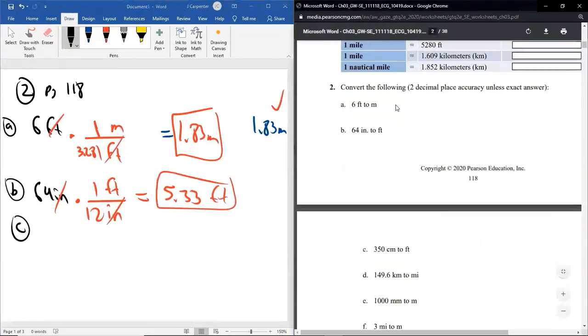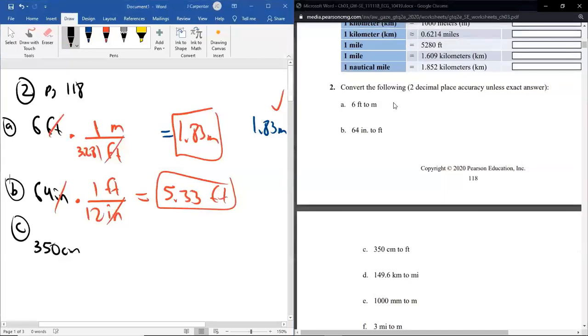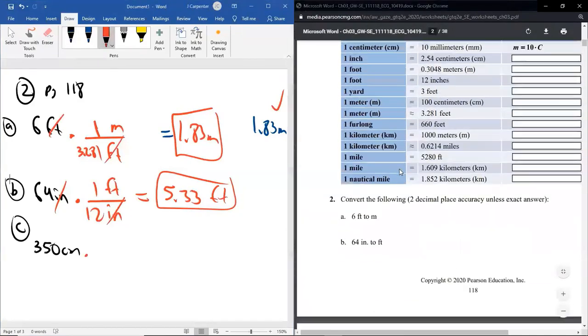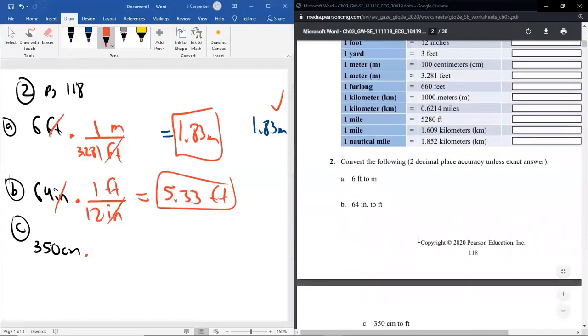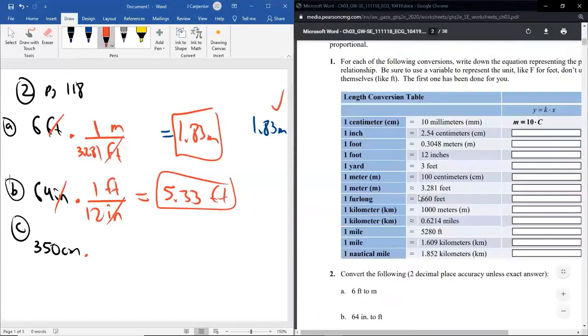All right, we got 350 centimeters, and we want to convert this to feet. So I don't expect anyone to know off the top of their head how many feet is how many centimeters. So you would go to this table again. We're going from centimeters to feet, so 350 centimeters to feet.